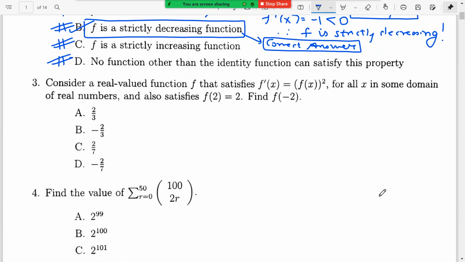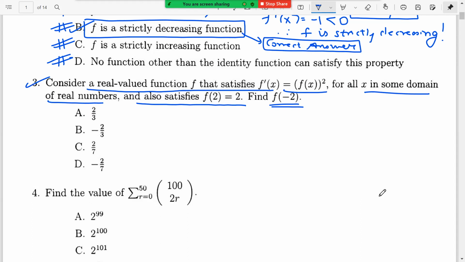Okay, so let's quickly look at question number 3. Consider a real valued function f that satisfies f dash x is equal to f of x whole squared for all x in some domain of real numbers, and it also satisfies that f of 2 is equal to 2. We need to find out f of -2.